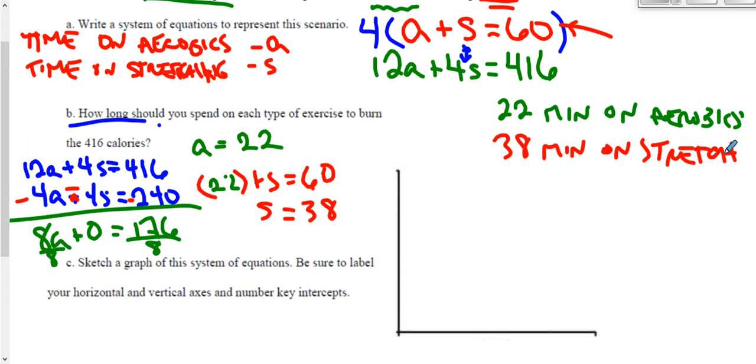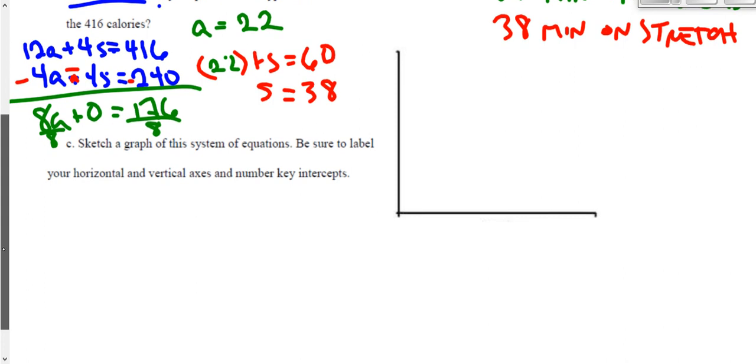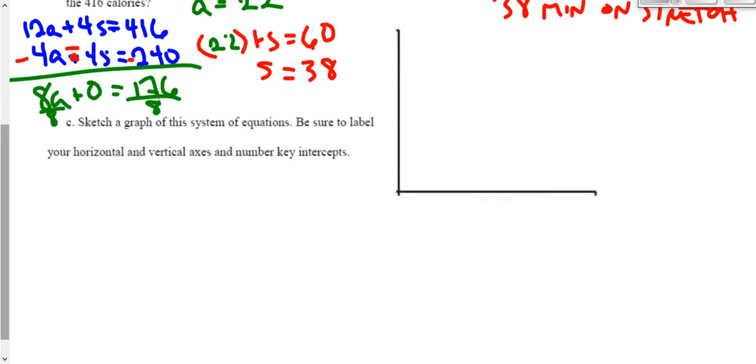There we go. So I found the solution to my system of equations, and now I have to take a look at the last problem, which says to sketch a graph of the system of equations. And it says be sure to label your horizontal and vertical axes and number key intercepts. So that's a clue that using intercepts is going to be the easiest way to graph these, which it absolutely is. If I try to use my slope, I have to have a really accurate grid in order to do the proper rise over run, and that's kind of obnoxious.